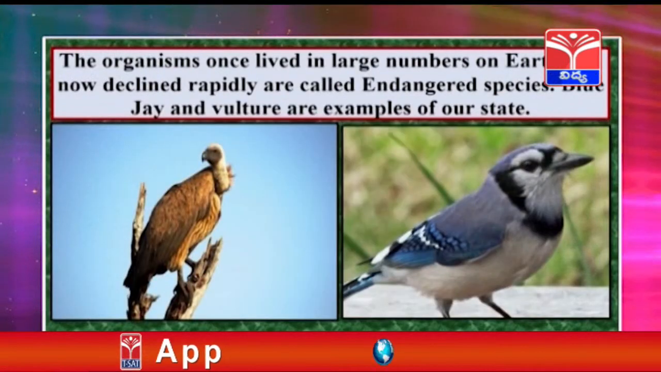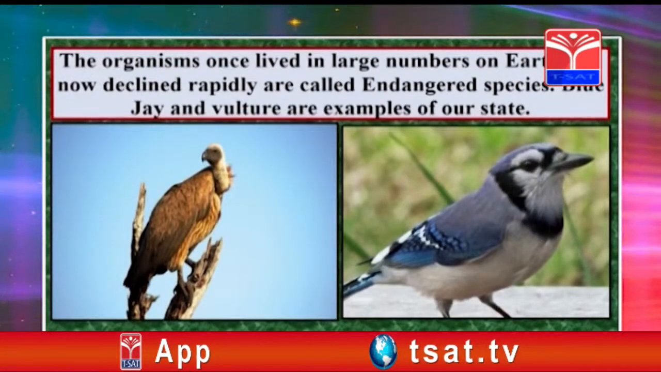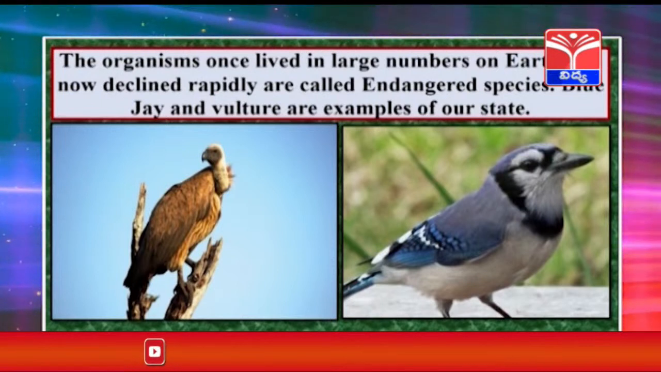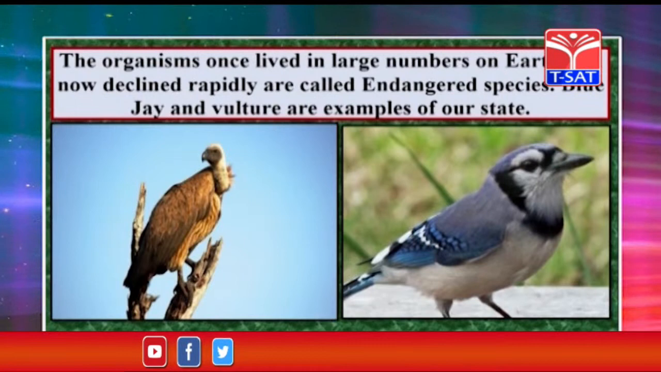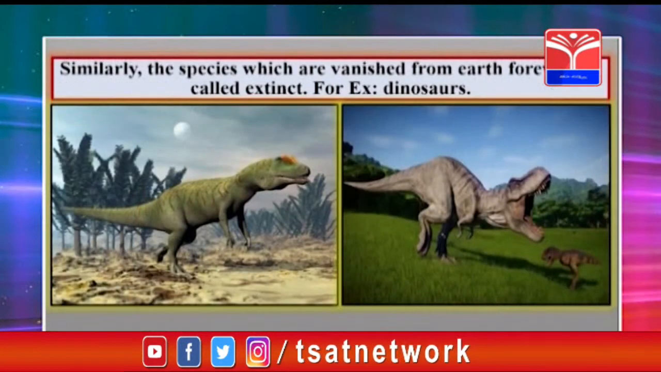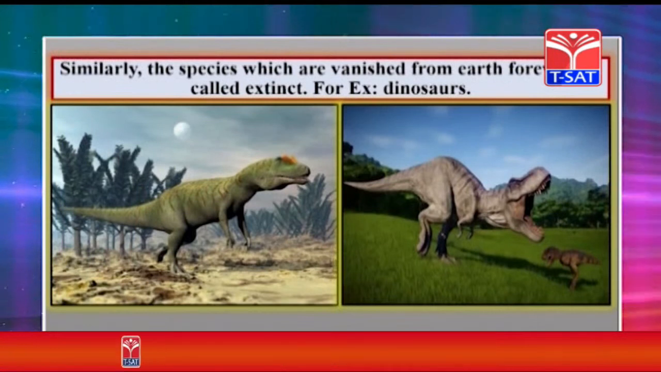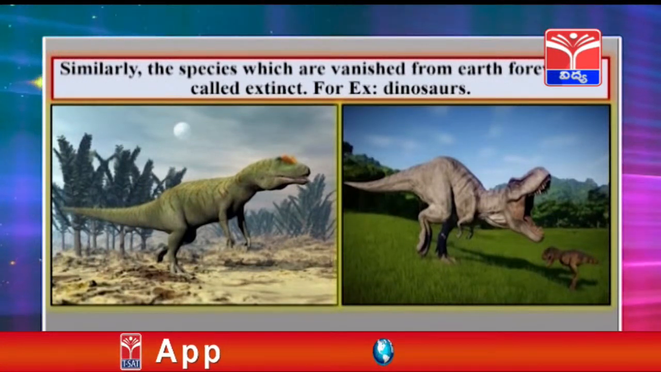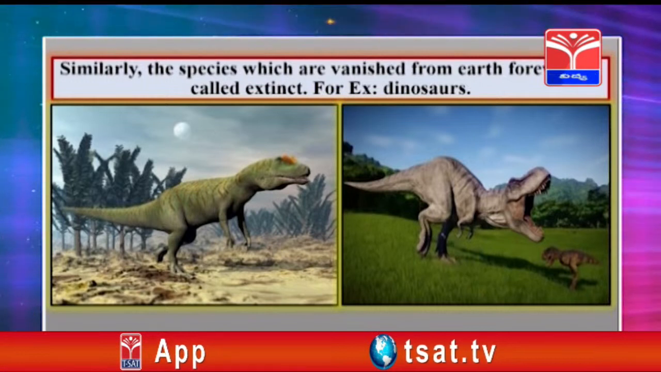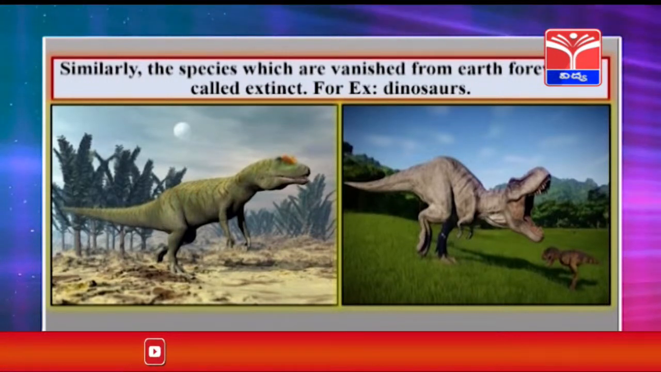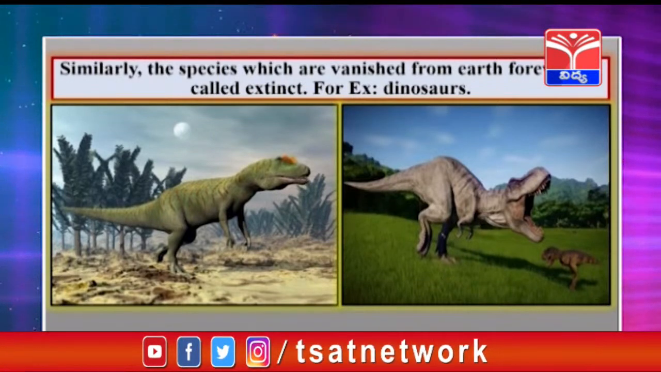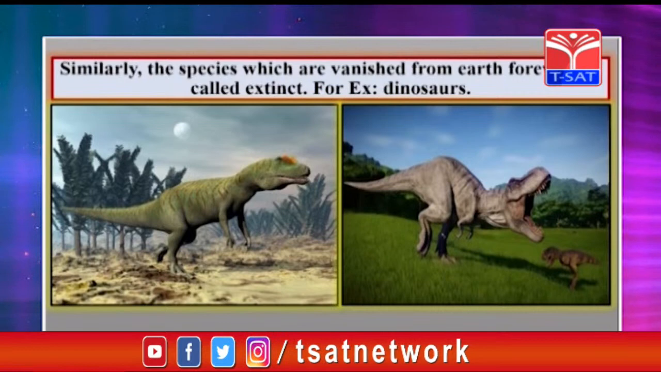The organisms once lived in large numbers on earth and now declined rapidly are called endangered species. Blue jay and vulture are examples of our state. Similarly, the species which are vanished from earth forever are called extinct. For example, dinosaurs. Dinosaurs are extinct species. That means they lived on earth once upon a time, but there are no more.